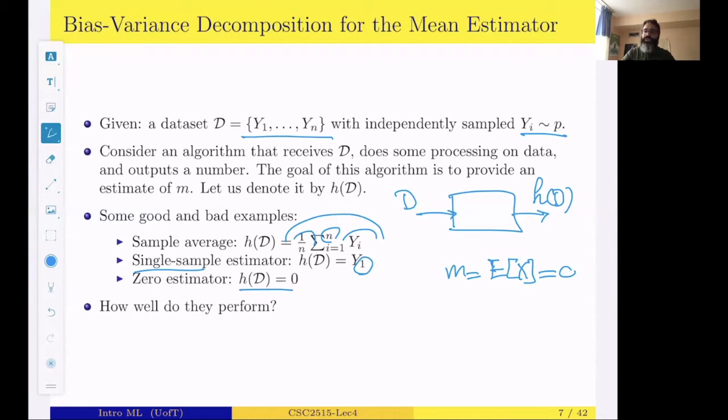We have the intuition that the sample average is a good one, the single sample estimator is not too bad but not a very good one, and this 0 estimator is actually a bad one. Maybe, okay, so actually this is a good thing to think about. Why do we say such a thing? Why do we think that the sample average is better than the single sample estimator? What's the difference?